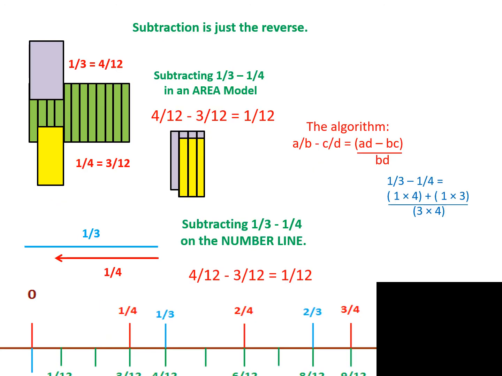Subtraction is simply the reverse. In this slide, we are subtracting 1/4 from 1/3. We do it in an area model at the top and on the number line below. In the area model, we divide a rectangle into 12 equal parts, and we subtract 1/4, or 3/12, from 1/3, 4/12. In the number line model, we simply count backwards.